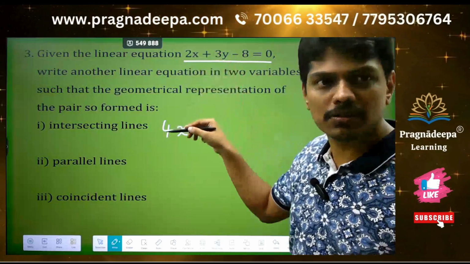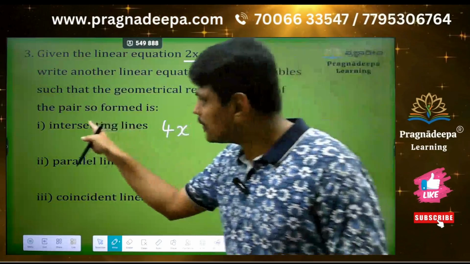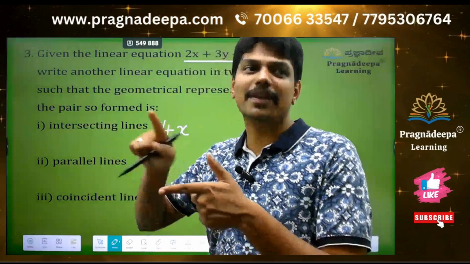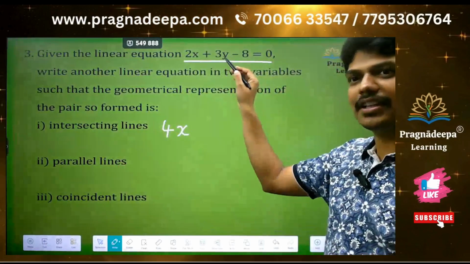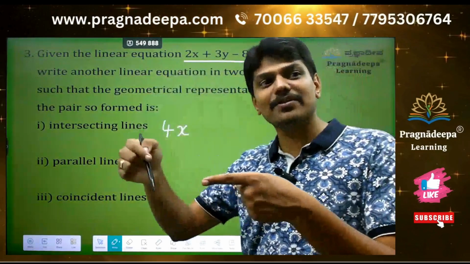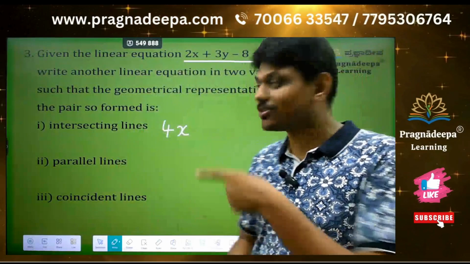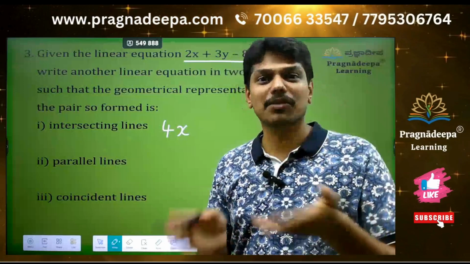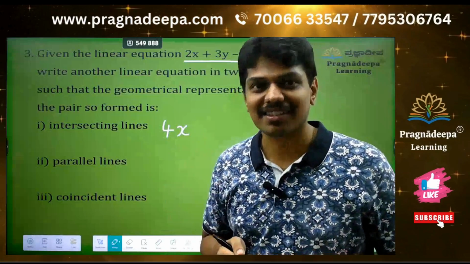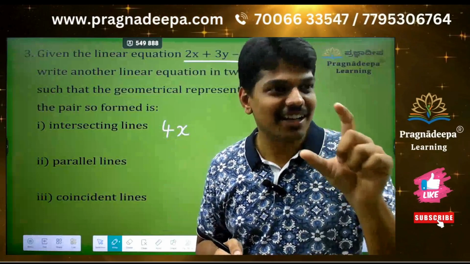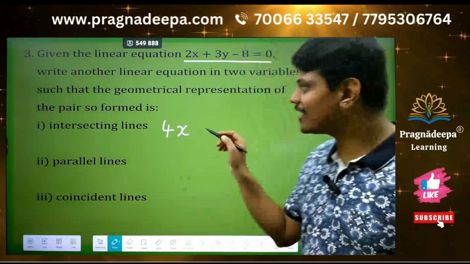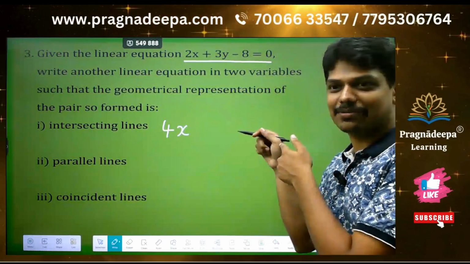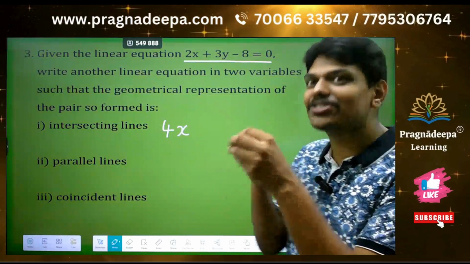1 by 2. Now if I want to make the lines intersect, it should not be equal to B1 by B2. What is B1 by B2? 3. So 3, which ratio becomes 1 by 2? 6. So I should not write 6. Why? Did you understand the way of thinking? If I wrote 6, what happens? A1 by A2 will become equal to B1 by B2.